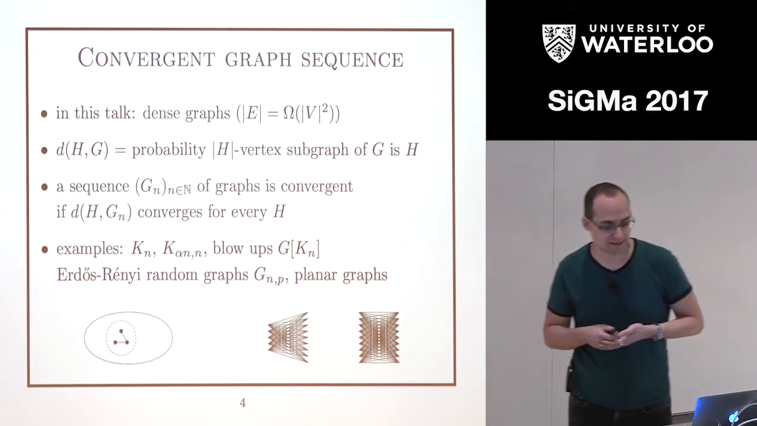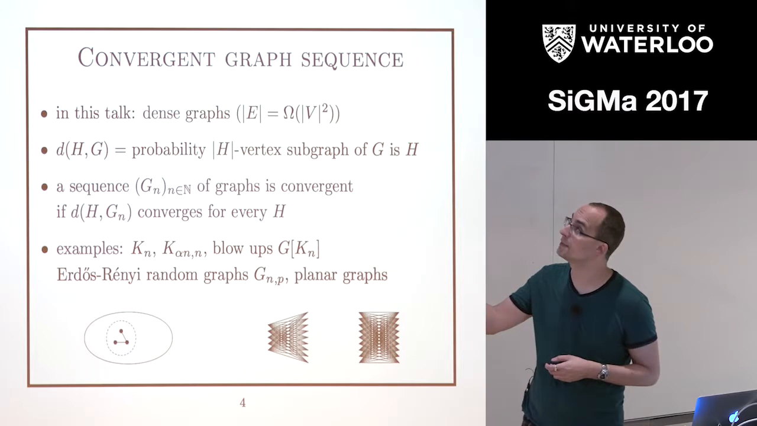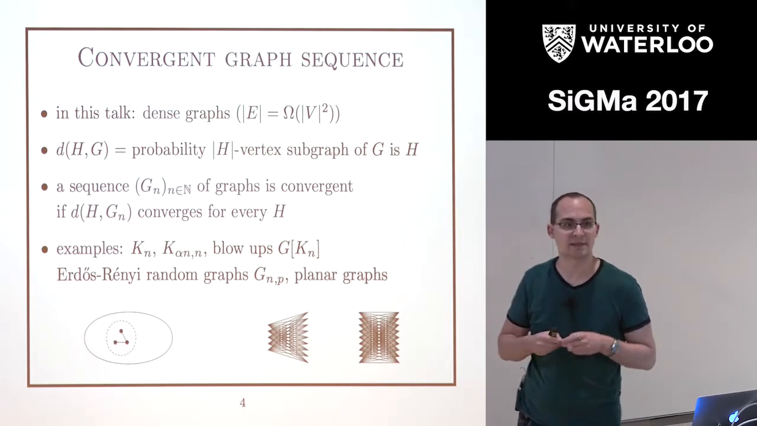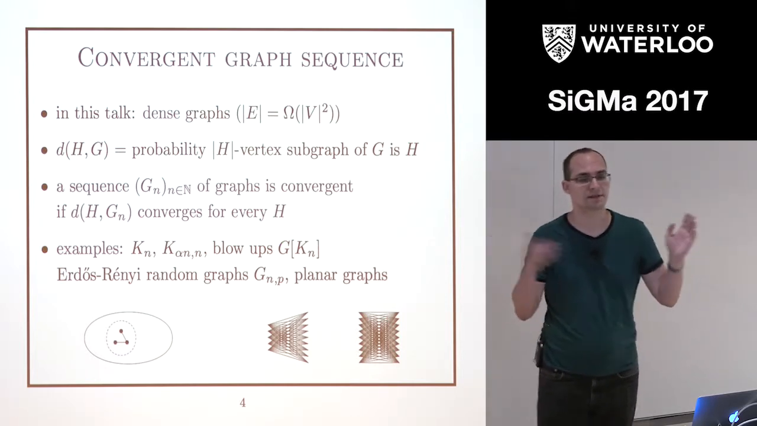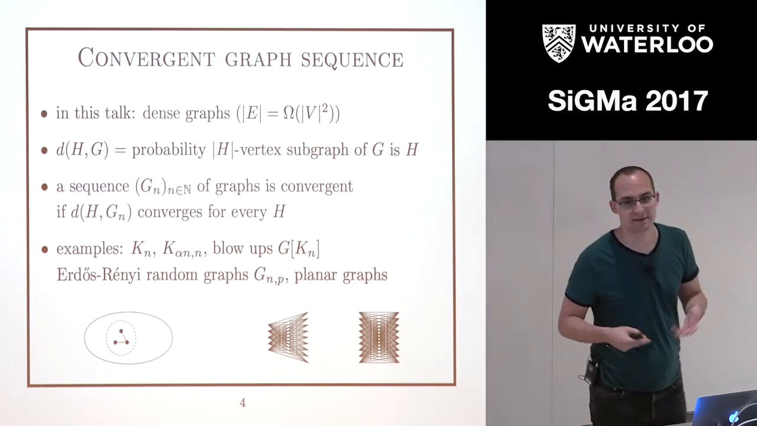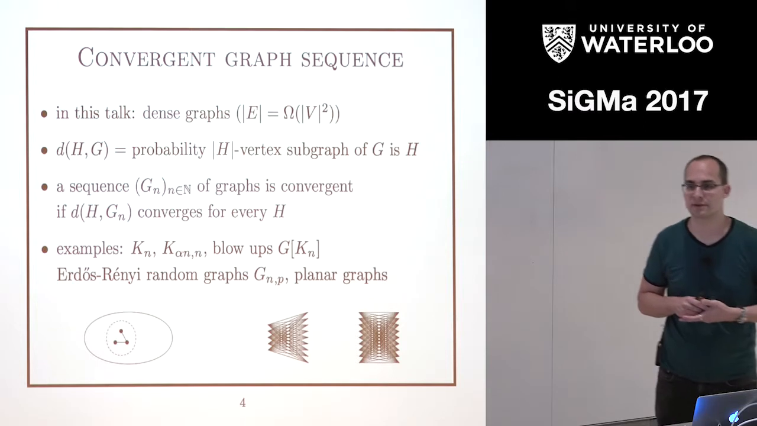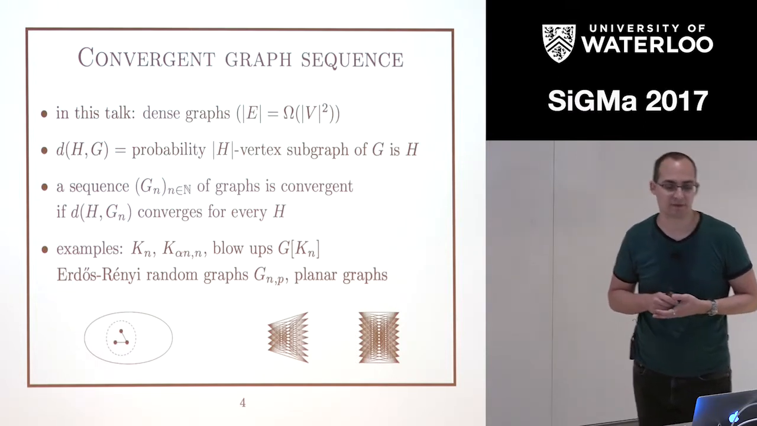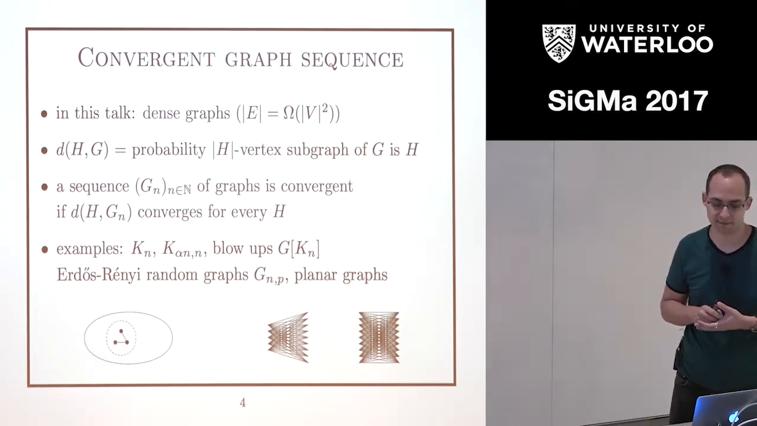Another example is a sequence of blow-ups. So I take a graph G and replace each vertex with a clique. If 2 vertices were adjacent, I put all the edges between. If they were non-adjacent, I put no edges between. And again, it's rather an easy exercise to convince yourself that this is a convergent sequence of graphs.